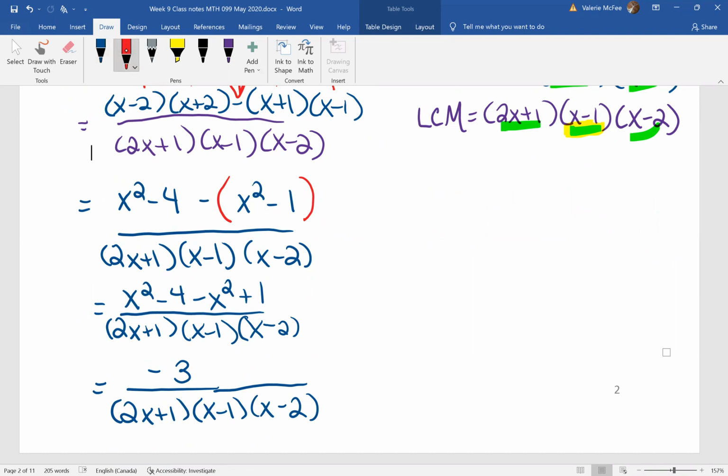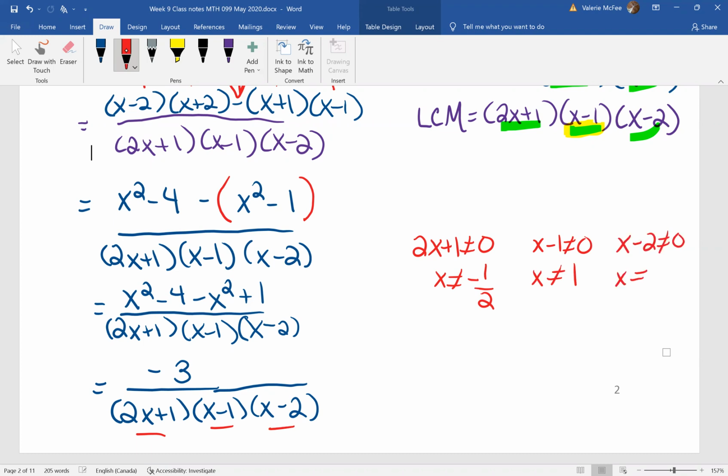And our restrictions, looking at each factor, these are our restrictions. I'm not sure if Pearson always asks for them, but you should be aware, again, that the denominator cannot equal 0. Our answer to this question is over here.